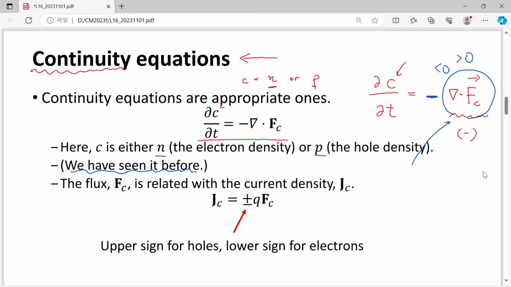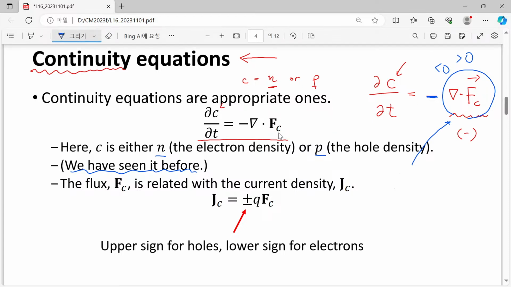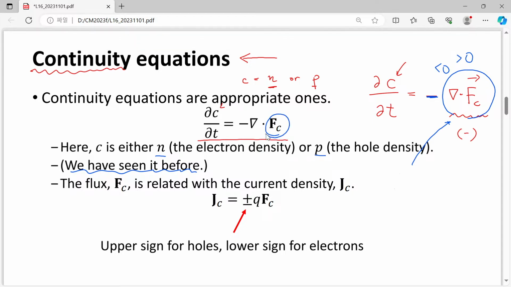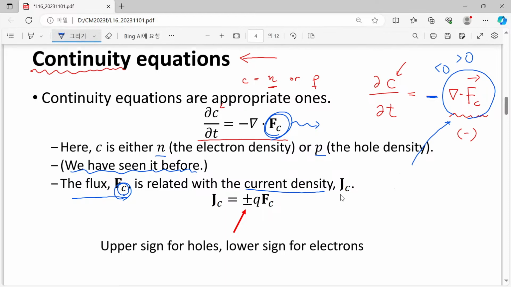However, the more important topic we must consider right now is, okay, then how can we express this flux? Which expression is required to describe our flux? That is our main question. So in order to answer that question, our answer is like this. The flux of a certain carrier, for example electron or hole, is related with the current density J.